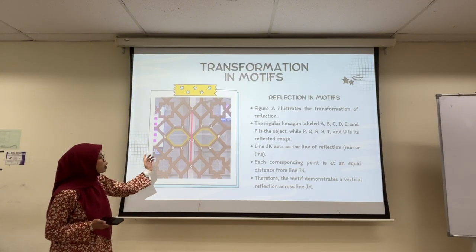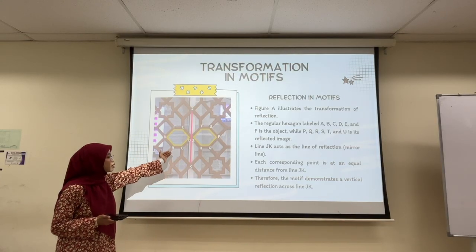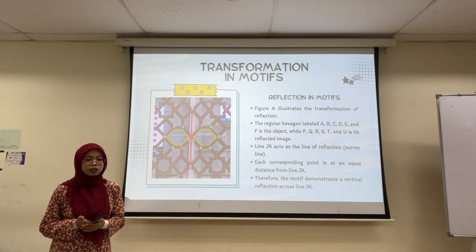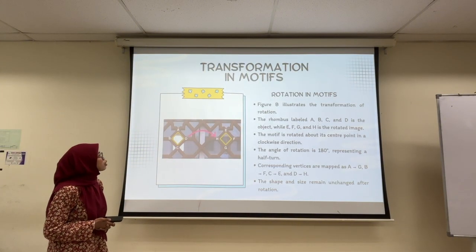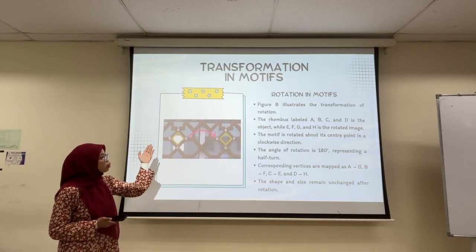Each corresponding point is at an equal distance from the line JK. Therefore, the motif demonstrates a vertical reflection across the line JK. The next transformation in motifs is the rotation in motif.